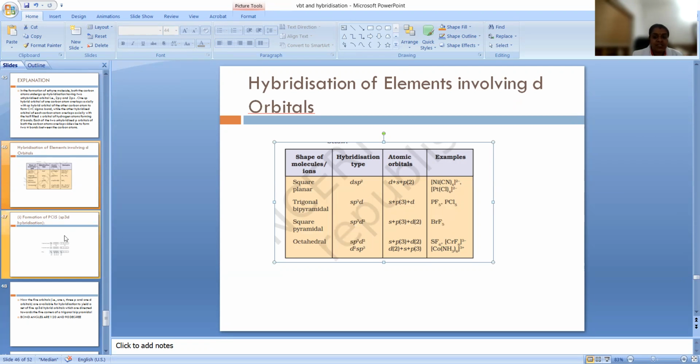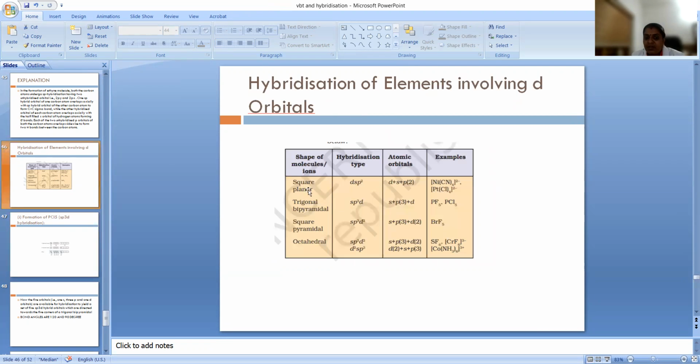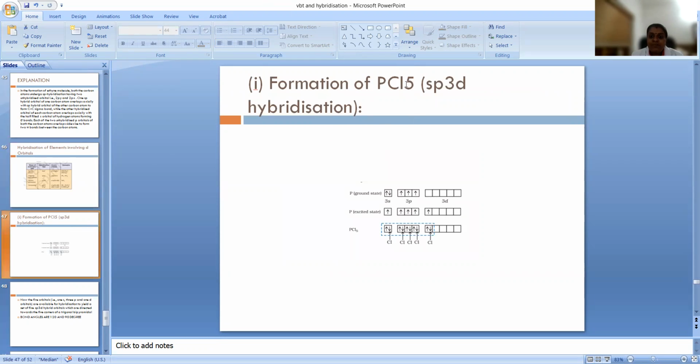Let us discuss. In our syllabus we are discussing only two. The first one is PCl5, but you have to learn this and understand what the shapes are. One weightage question may come. So formation of PCl5, sp3d hybridization, we are seeing now. So phosphorus, let us see the ground state electronic configuration of phosphorus. Okay, it is already written here.